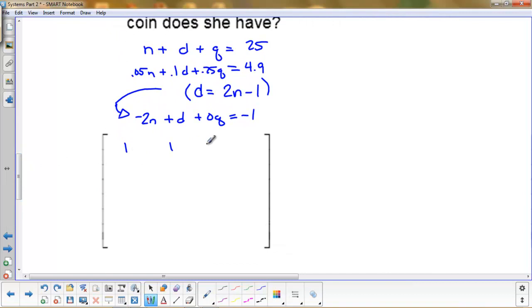1, 1, 1, 25, 0.05, 0.1, 0.25, and $4.90, negative 2, 1, and 0, and negative 1. Use your calculator's reduced row echelon format to determine the number of nickels, dimes, and quarters in this particular example.